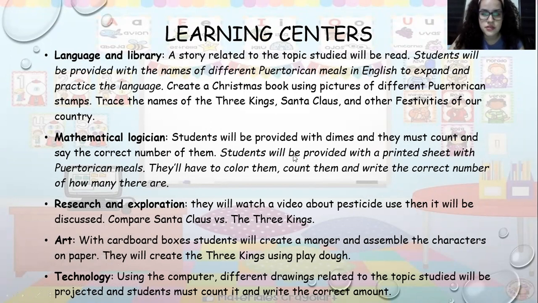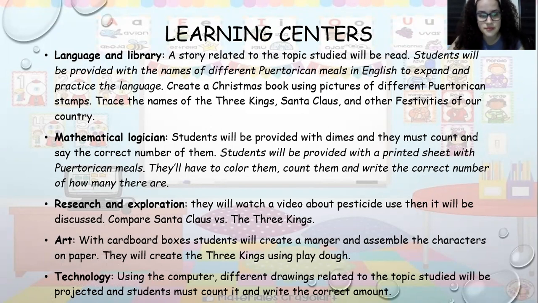In math, the students will be provided with dimes and they must count and say the correct number of them. Students will be provided with a printed sheet with Puerto Rican meals. They'll have to color them, count them, and write the correct number of how many they are. In research and exploration, they will watch a video about pesticide use, then it will be discussed, and they also will compare Santa Claus versus the Three Kings.